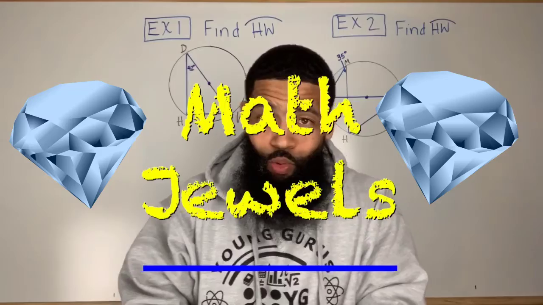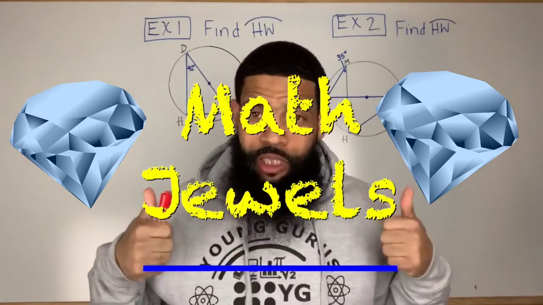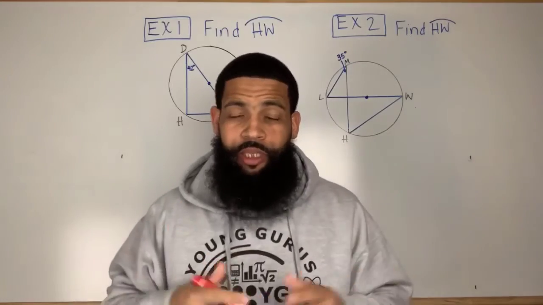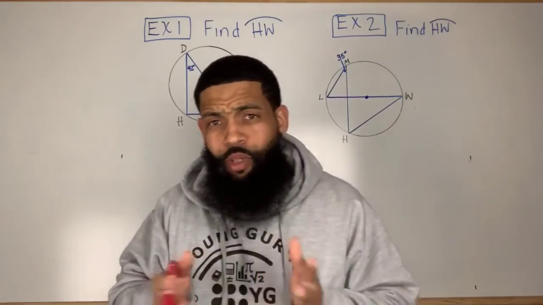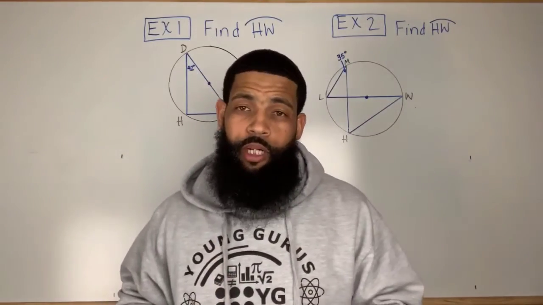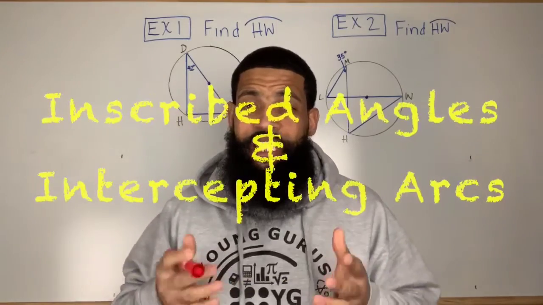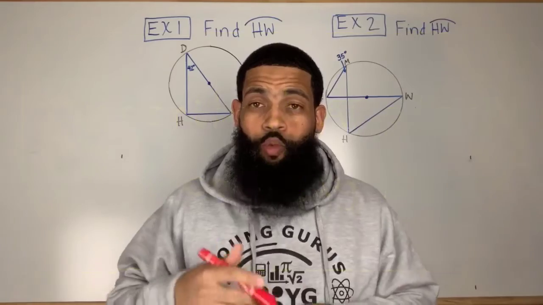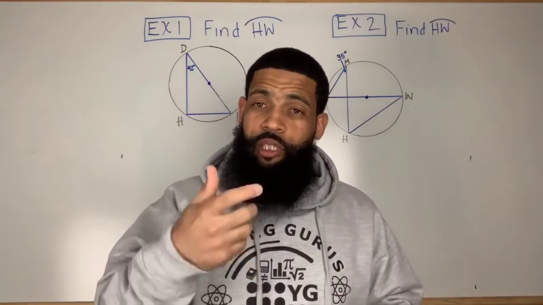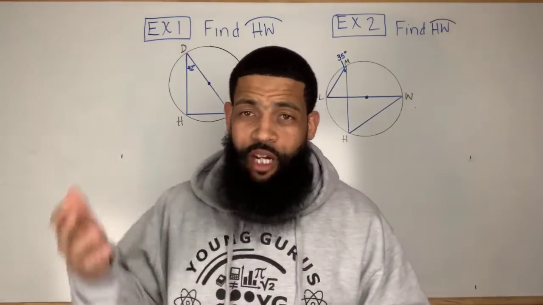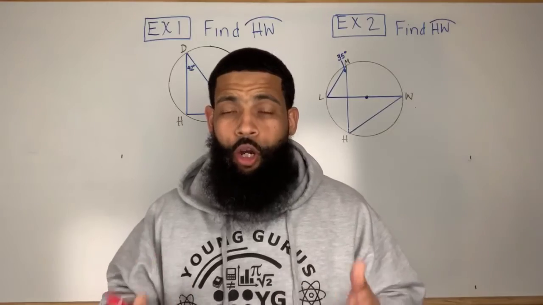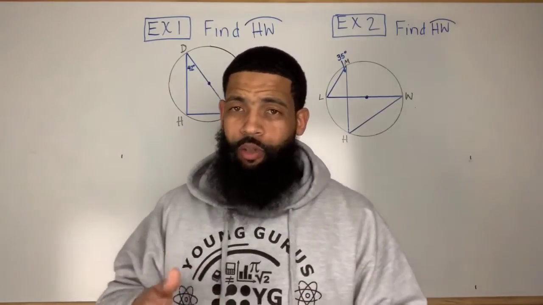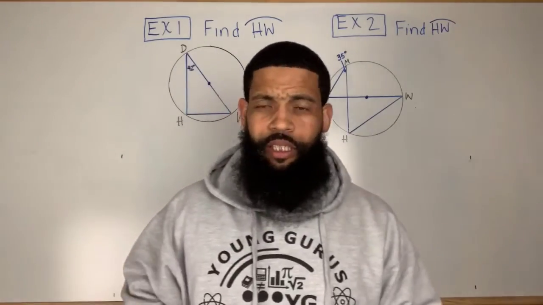More math jewels. In this video, as you can see behind me, there are a couple circles, and those circles have some shapes inside them. You see a couple triangles and whatnot, but really what I'm talking about in this video is finding the intercepted arcs of inscribed angles. So what we're going to do is look at some inscribed angles, and then find the measures of the intercepting arcs on the circle that those inscribed angles are attached to. So let's get right into the examples.